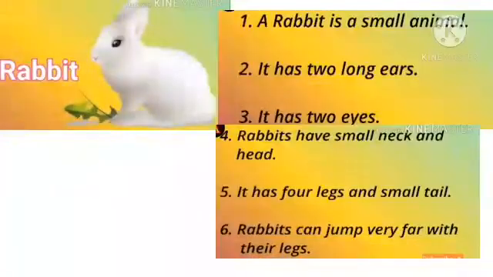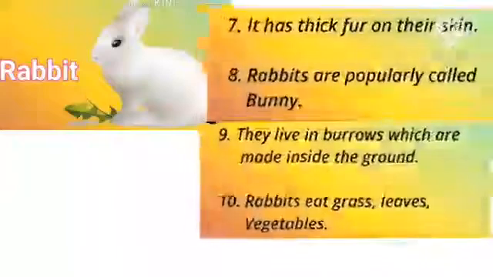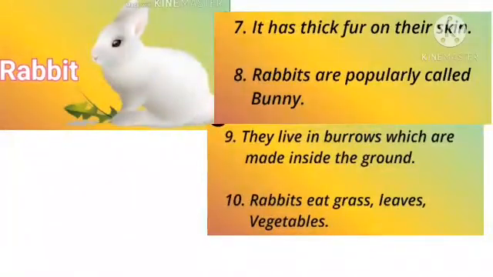We can see another example. See the rabbit. A rabbit is a small animal. It has 2 long ears. It has 2 eyes. Rabbits have a small neck and head. Fifth one, it has 4 legs and a small tail. Sixth one, rabbits can jump very far with their legs. Seventh one, it has thick fur on its skin. Rabbits are popularly called bunny. Bunny the rabbit, like that.